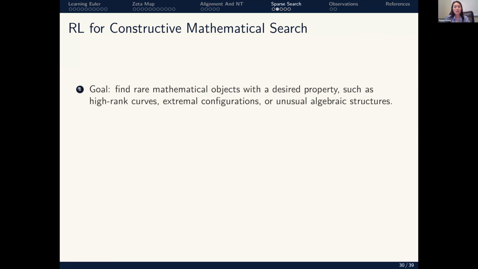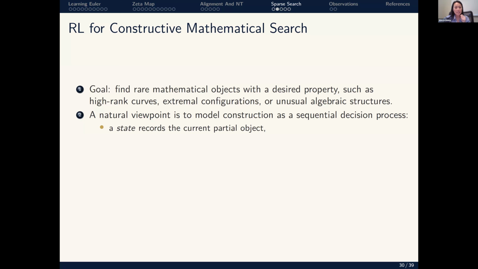So what is RL for mathematical search? The goal is to find mathematical objects with a desired property. A classical example would be finding high-rank elliptic curves or some unusual algebraic structures. A natural viewpoint for this kind of construction, if it's suitable for reinforcement learning, is that it's phrased as a sequential decision process. You have a state that records the current object under construction, and at each state, you can take an action to modify your state. And you can have a reward at each state to measure how promising your current construction is. So it's really a very discrete, step-by-step dynamic programming process.